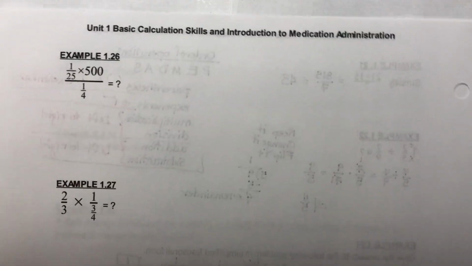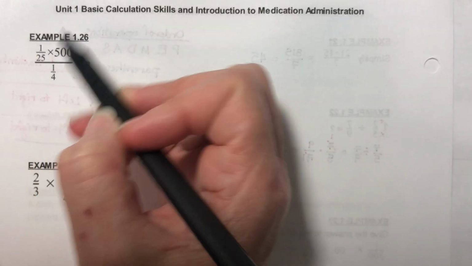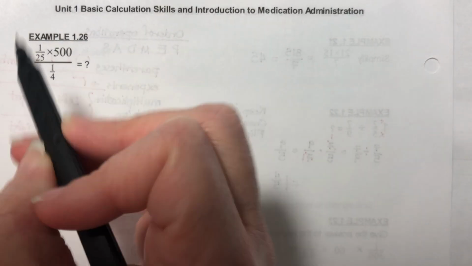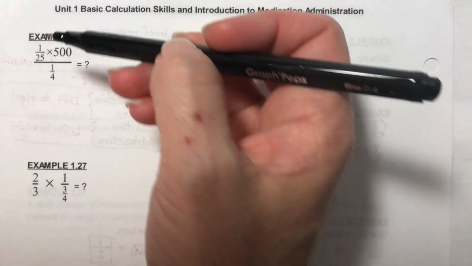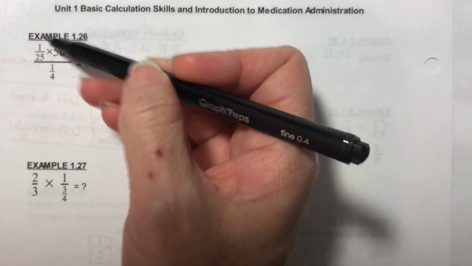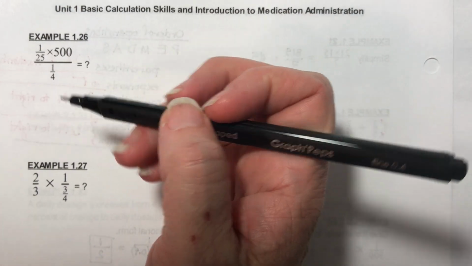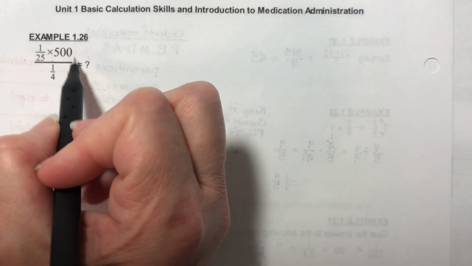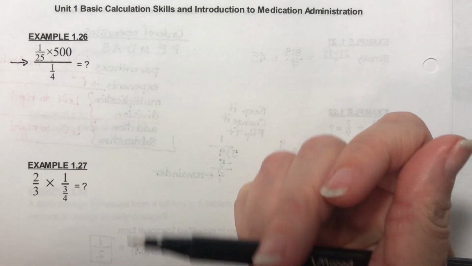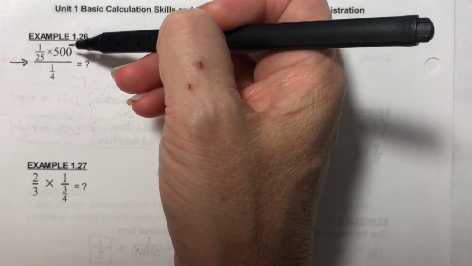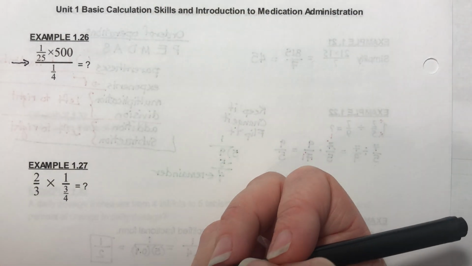Okay, example 26. I have 1/25 times 500 divided by 1/4. This is what we call a complex fraction. It is a fraction that contains fractions. Okay, so what this means is, this is my main fraction bar. We said that our main fraction bar is a grouping symbol, meaning you need to calculate the top and you need to calculate the bottom and then deal with that fraction at the very end.